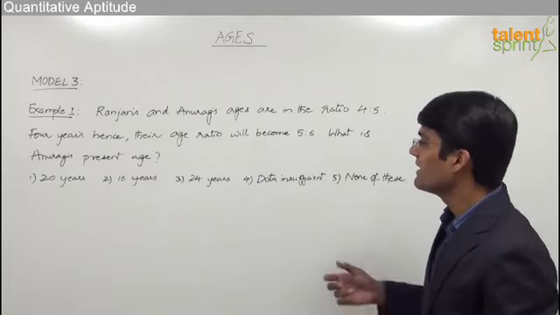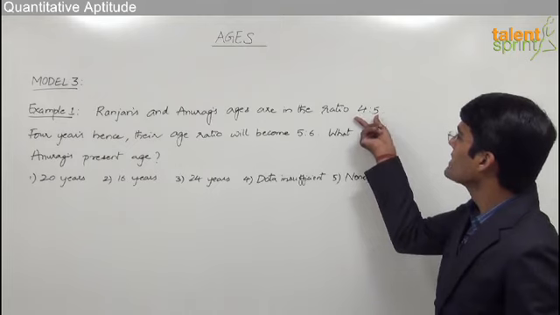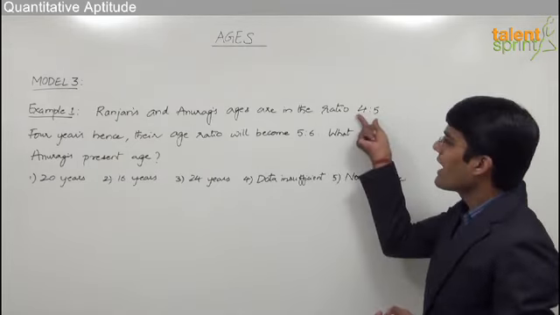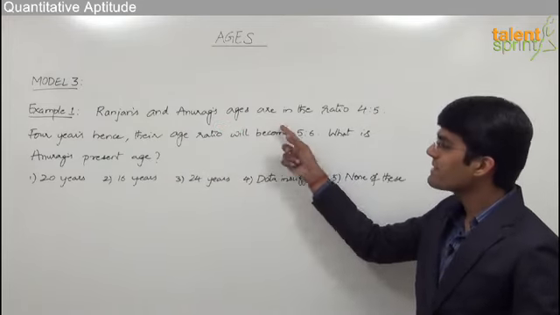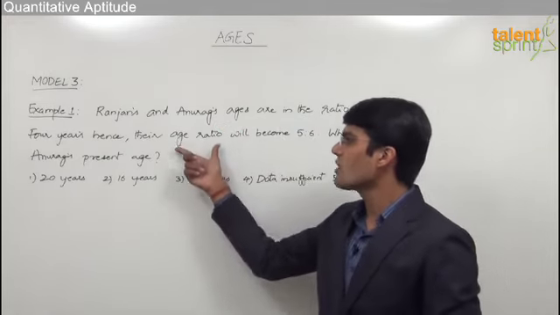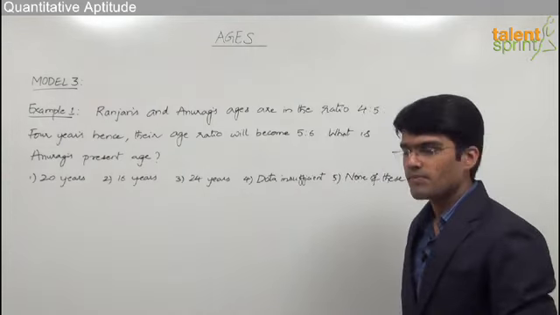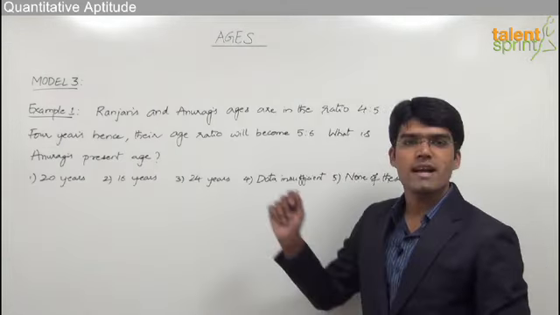So as we can see here, we have got two ratios. One is 4:5 and the other one is 5:6. 4:5 is the ratio of their present ages and 5:6 is the ratio of their ages 4 years hence. And from these two ratios, we are supposed to find out Anurag's present age.